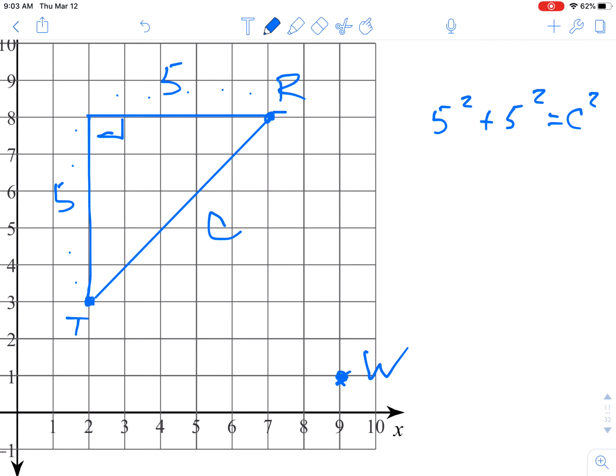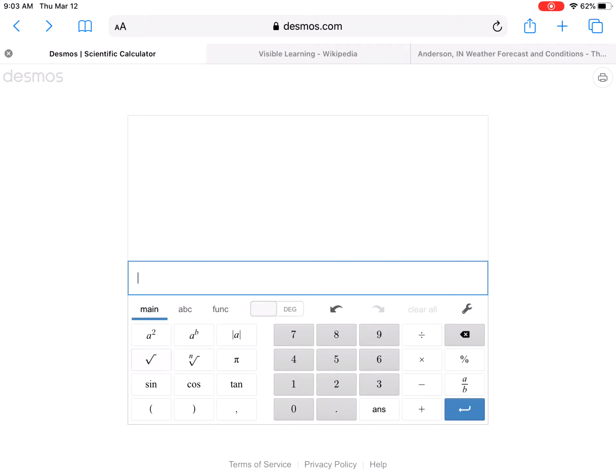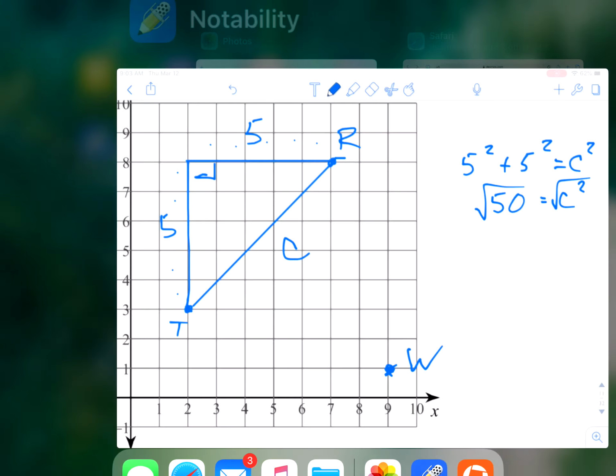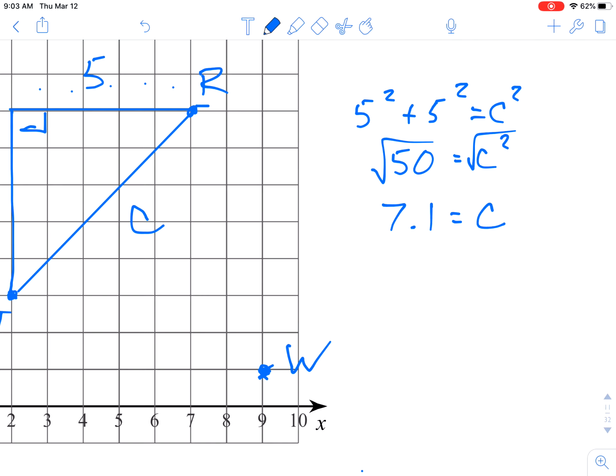And so 25 and 25 make 50. Again, you can use a calculator. Is C squared. I'm going to find the square root. So the square root of 50 is 7.07. So 7.1 we'll call it. 7.1 is equal to C. And so this is the distance from the roller coaster to Tom. And we'll just keep that there.